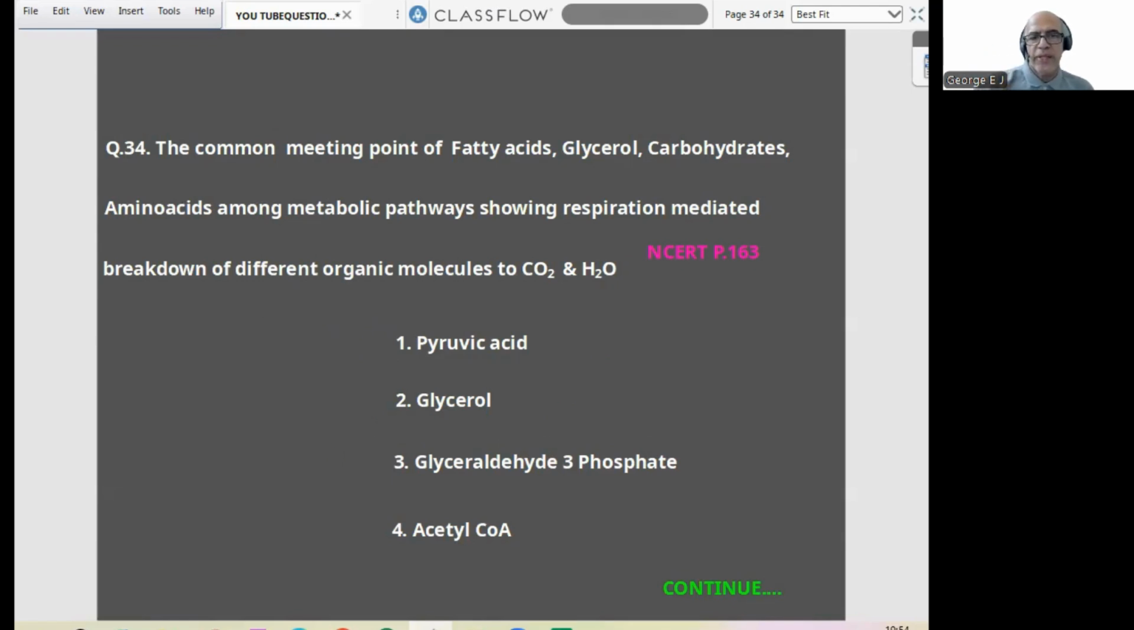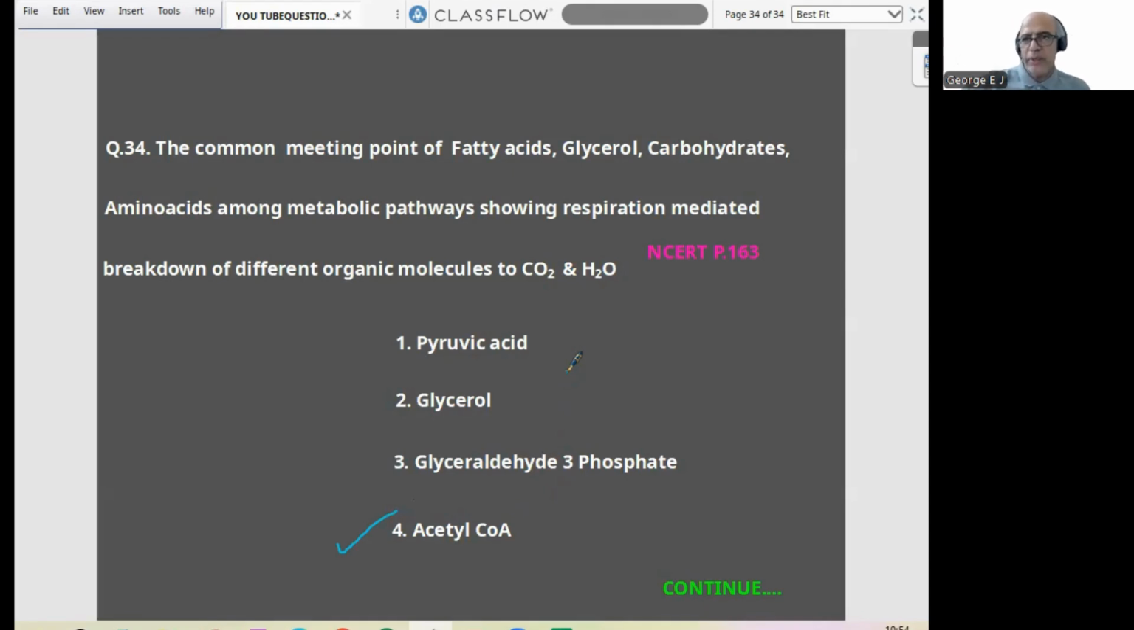Common meeting point of fatty acid, glycerol, carbohydrate, amino acid among metabolic pathways showing respiration-mediated breakdown of different organic molecules to CO2 and H2O. Page number 163, that chart you should remember. It's another regular question. Where all these chemicals come and meet as a common point, it is nothing but acetyl coenzyme A. That is regarding question 34.